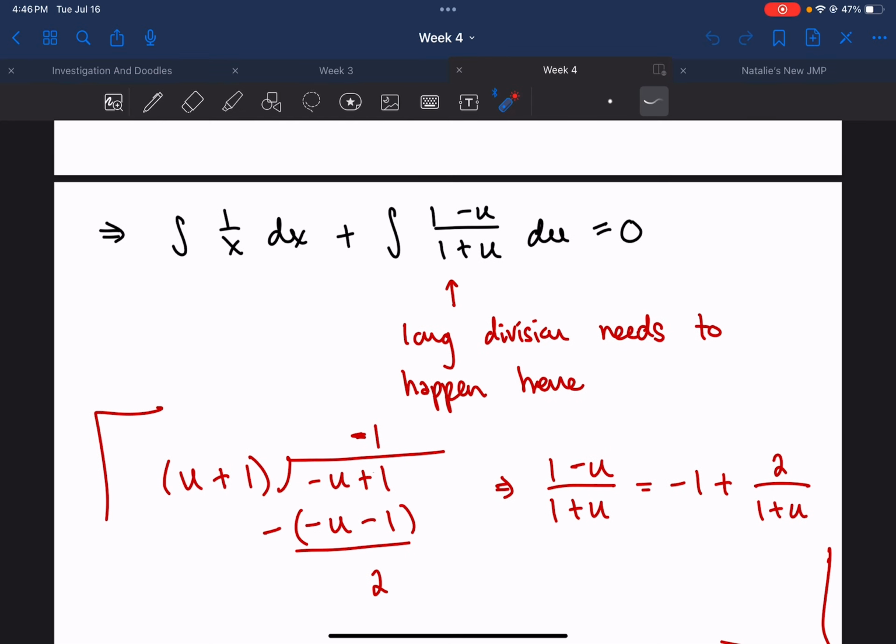If you don't remember polynomial long division, now's a good time to go refresh your memory. In order to divide 1 minus u by 1 plus u, right? I stick 1 plus, or really it's u plus 1, I put u plus 1 in the bottom, and then I put minus u plus 1 inside the house, right? The guy on top makes it inside the house first.